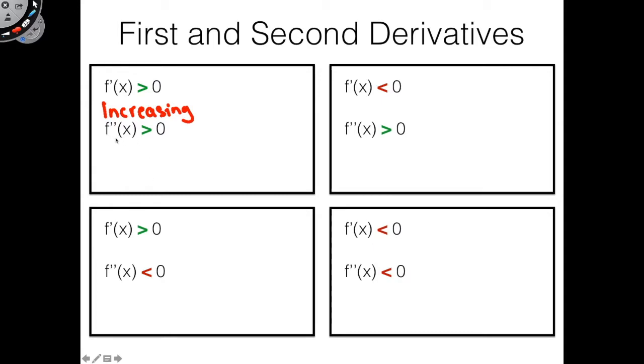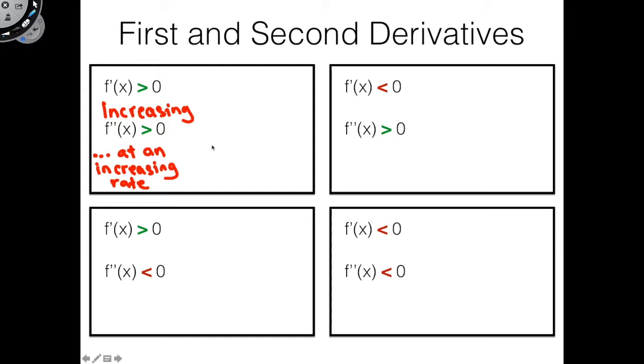Now let's look at the second derivative. The second derivative is also greater than 0. So what does that tell you about the function? Well, if you remember, that tells you that the function's rate of increase is getting bigger. So what we can say is that it's increasing at an increasing rate.